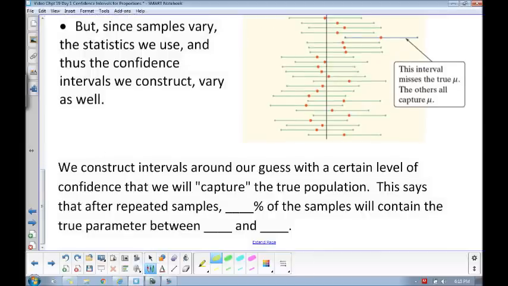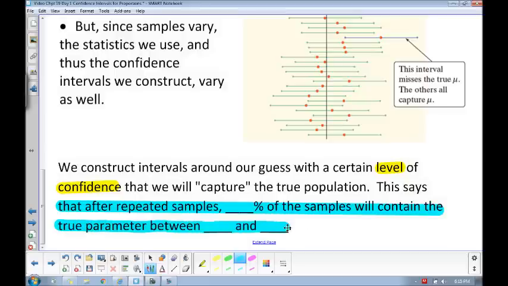Okay, now this is very, very important. You're going to see this verbiage, this language used all the time. A level of confidence. When we are asked to interpret a level of confidence, not the confidence interval, but the level of confidence, or the confidence level, what we're going to say is that after repeated samples, some percent of the samples, whatever we're believing our confidence level to be, will contain the true parameter between whatever the values are.